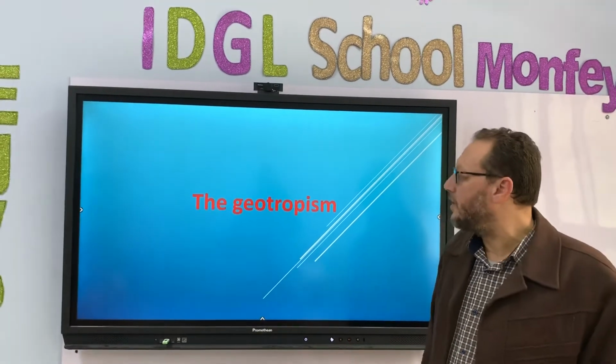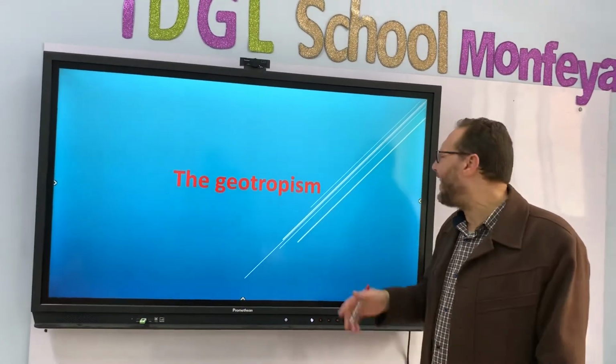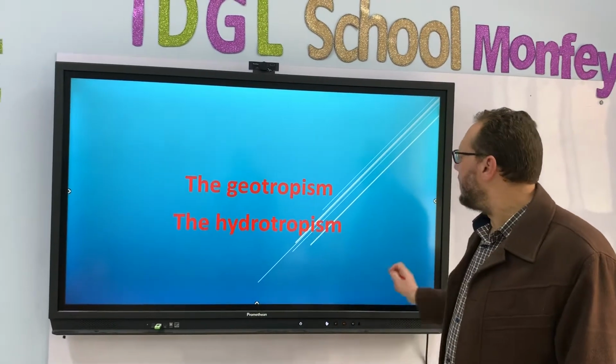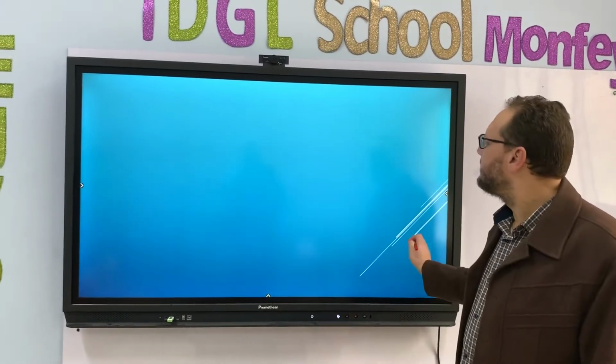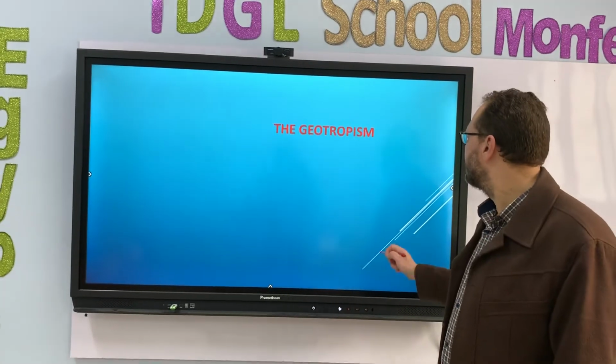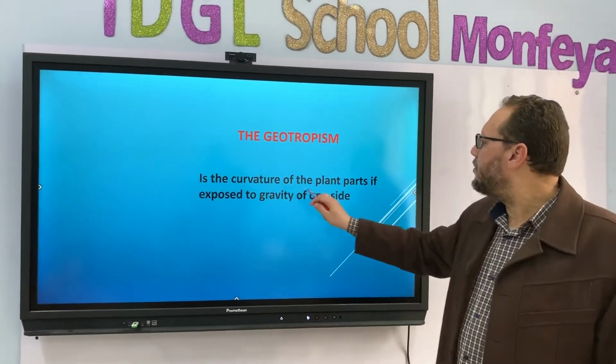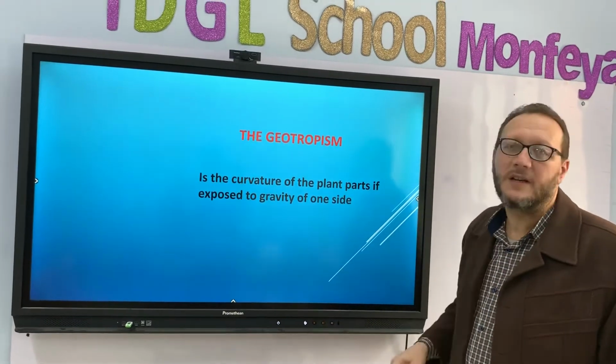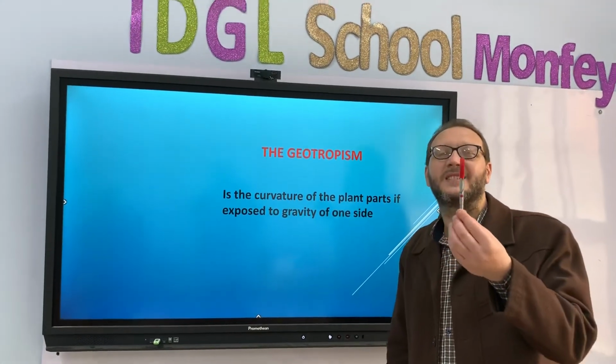We will start with the second type, which is geotropism. What is geotropism? Geotropism is the curvature of plant parts if exposed to gravity on one side. The normal case is that the plant exists vertically.